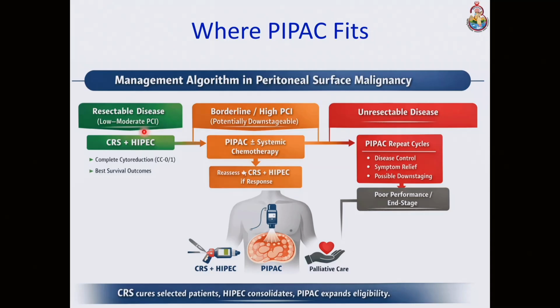In resectable disease with low to moderate PCIs, like CRS and HIPEC, we are doing it as a curative procedure. For borderline cases which are potentially downstageable, maybe there is a role of PIPAC in the neoadjuvant setting along with systemic chemotherapy. That's a bi-therapy. And if the patient gets sufficiently downstaged, they can proceed to CRS with HIPEC. Unresectable disease, of course, there is a definite role in palliative settings.